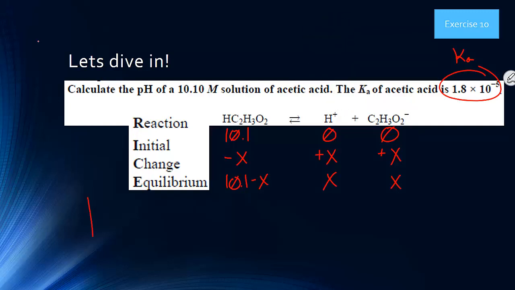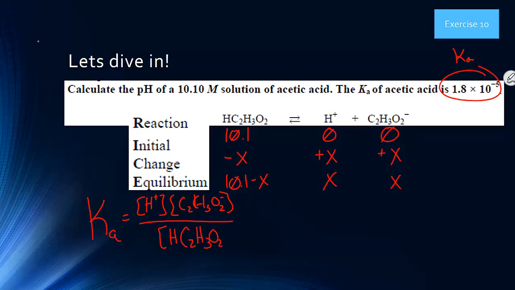So we are given a Ka. Ka is going to be the concentration of the hydrogen ion times the concentration of the acetate ion over the initial concentration of the acid. So plugging in some values here, we have x times x over 10.1 minus x, which has to equal 1.8 times 10 to the minus fifth.